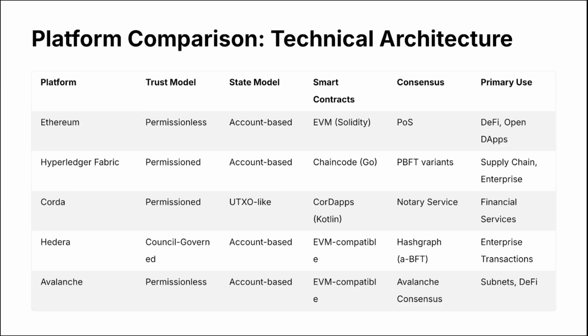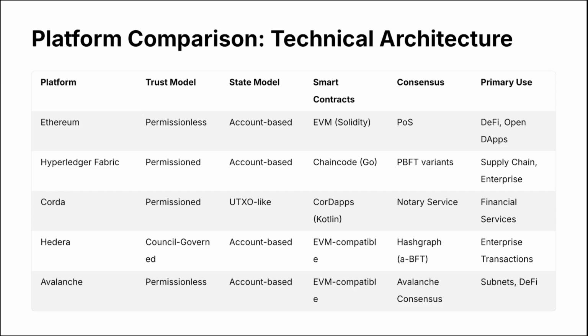Hyperledger Fabric, we have a slide on that one, but it's permissioned. Enterprise focus, it also uses an account-based state model but runs smart contracts as chaincode, typically written in Go. Its consensus is based on a PBFT variant, making it suitable for supply chain and enterprise workloads. Corda takes a unique approach with a UTXO-like state model and Corda apps written in Kotlin. It does not use a traditional consensus algorithm, but instead relies on a notary service to validate transactions. This structure makes Corda ideal for financial services.